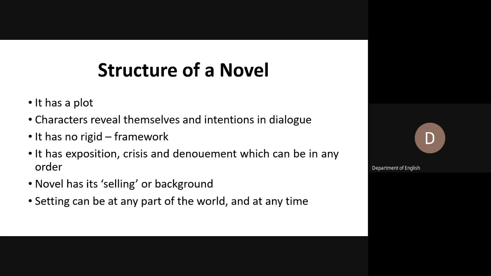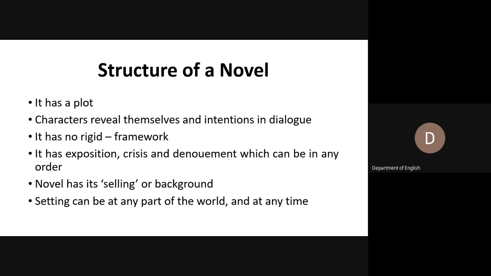Now let us draw our attention to the structure of a novel. First of all, a novel has a plot. Characters reveal themselves and their intentions through dialogue. A novel has no rigid framework. It has three parts: exposition, crisis, and denouement, which can be in any order.